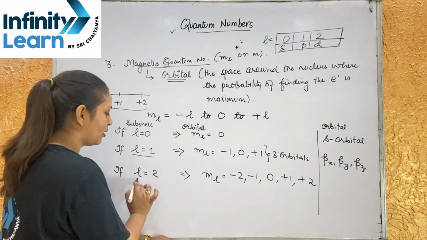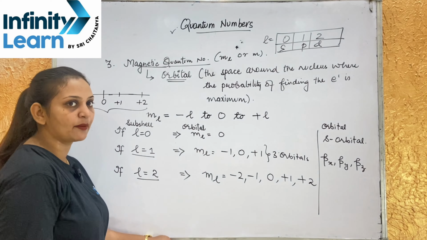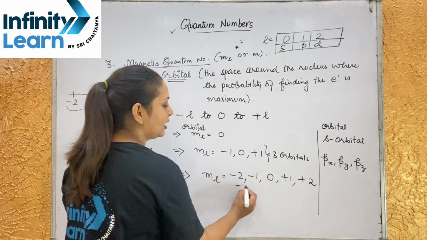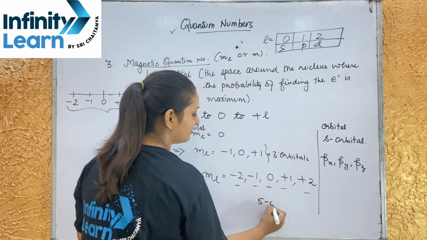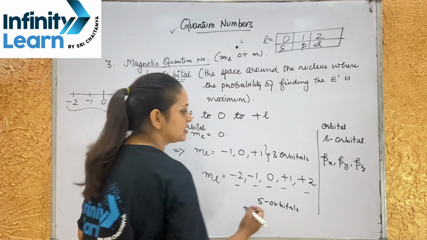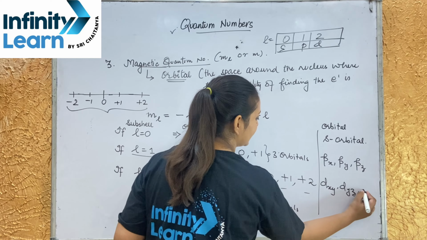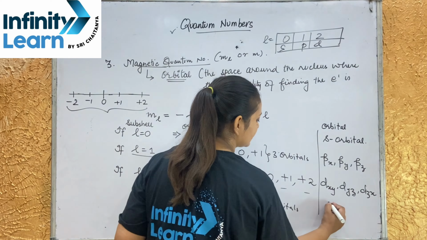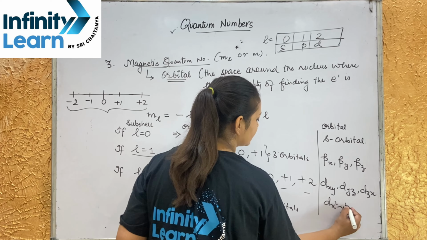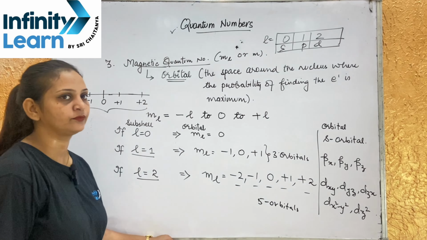And when we talk about L equal to 2, that is, the D subshell, there are 5 orbitals named dxy, dyz, dzx, dx square minus y square and dz square.